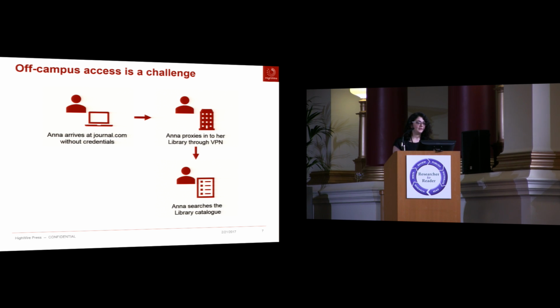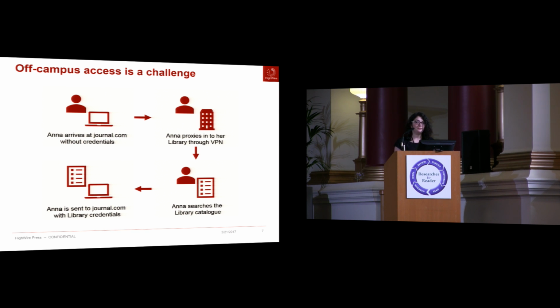And then she's inside the library VPN, and she knows that she has to search the library catalogue. That's fine. She searches the library catalogue, and she finds the journal listing, and she clicks through, and she gets back to the journal.com homepage with library credentials. So now she's got to re-find the article that she was looking for in the first place that she'd landed on initially from her Google Scholar search.